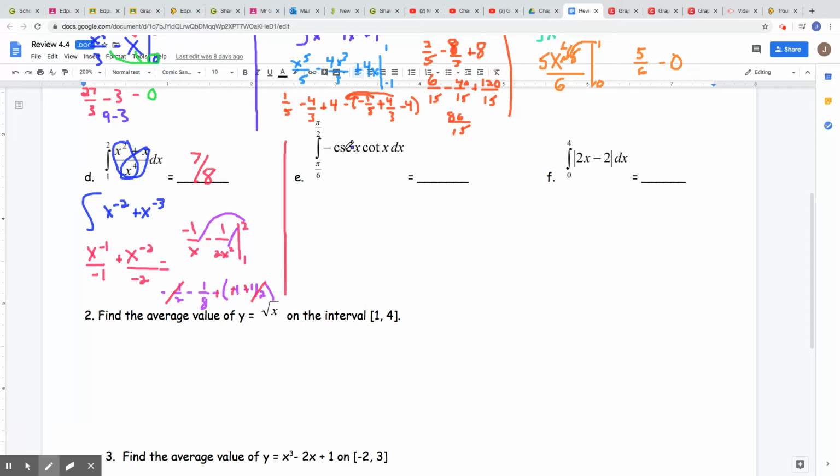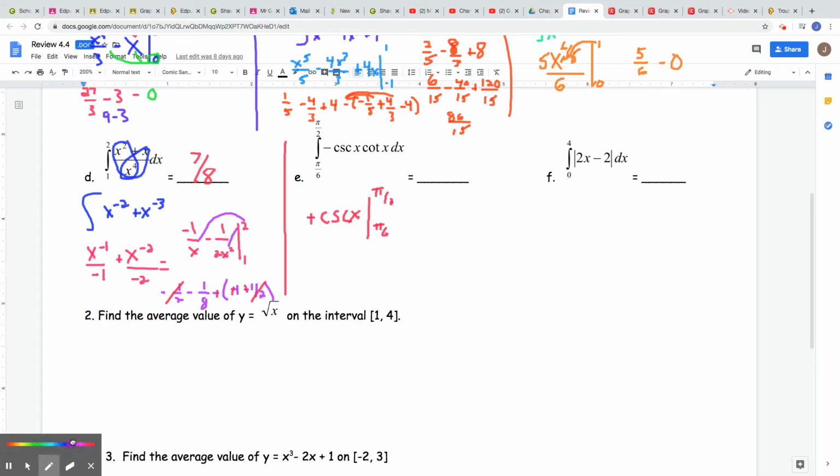All right, for E, integrate negative cosecant cotangent. So if I was doing all my integrals, all my derivatives, the derivative of what trig function gives me negative cosecant x cotangent x? And that answer is negative cosecant x. All right. So we have negative cosecant x from pi over 2 to pi over 6. Oops. I'm sorry. This should be positive. It's positive cosecant x because the derivative of cosecant is negative cosecant.